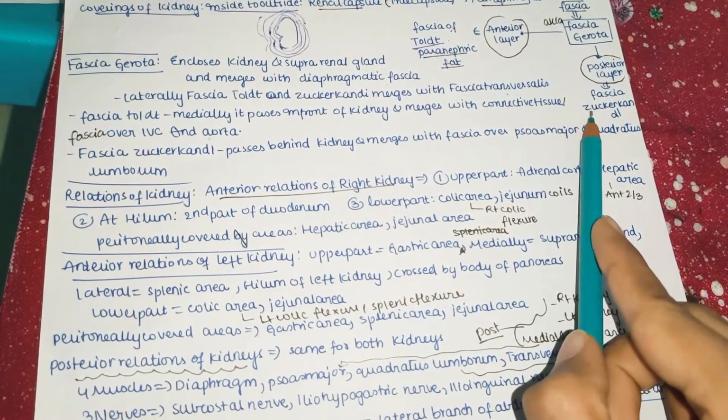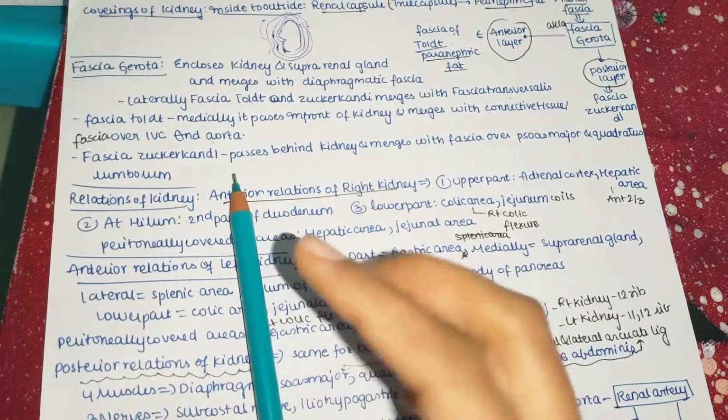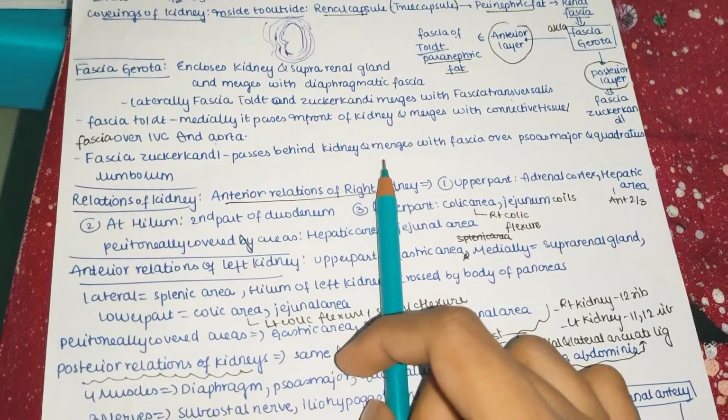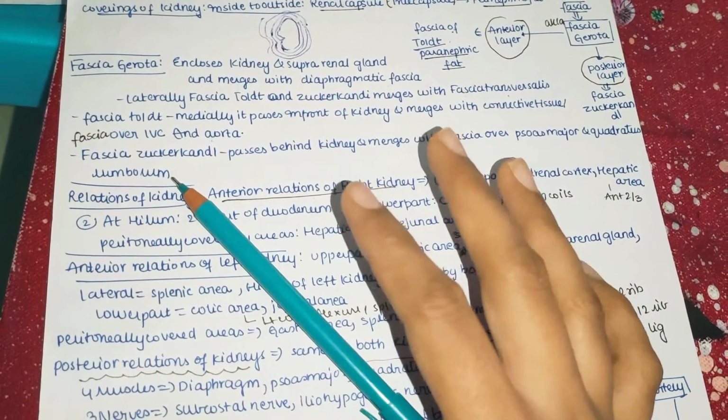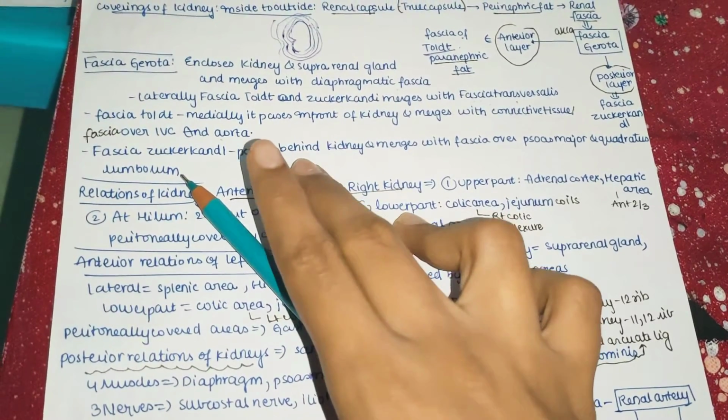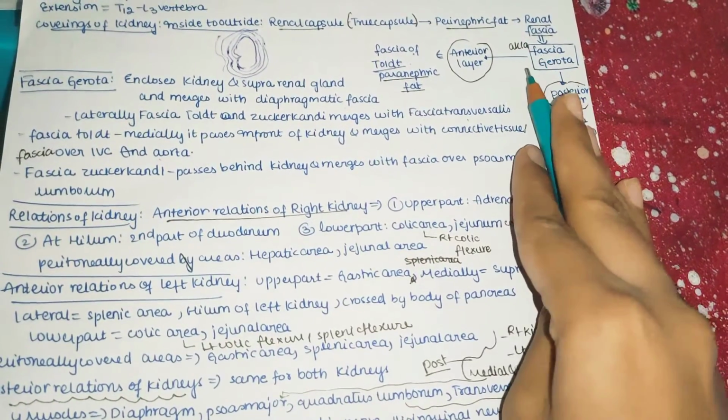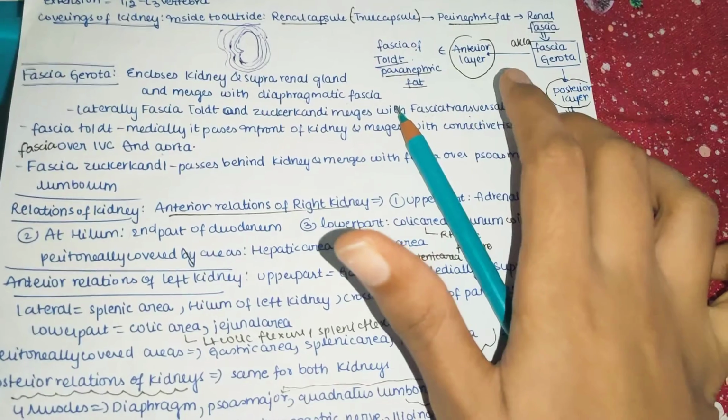Whereas fascia Gerota's posterior layer will pass behind the kidney and merge with the fascia over psoas major and quadratus lumborum muscle. So it is going behind. So this fascia Gerota has an anterior and a posterior layer.